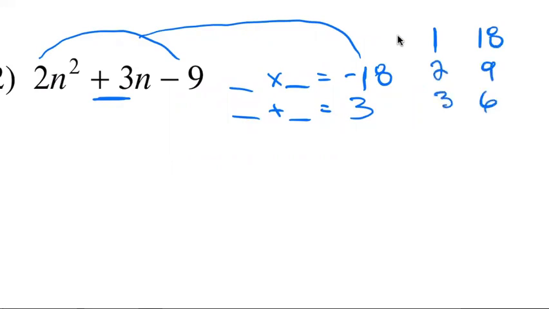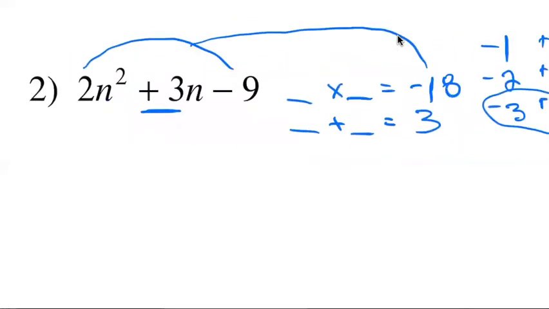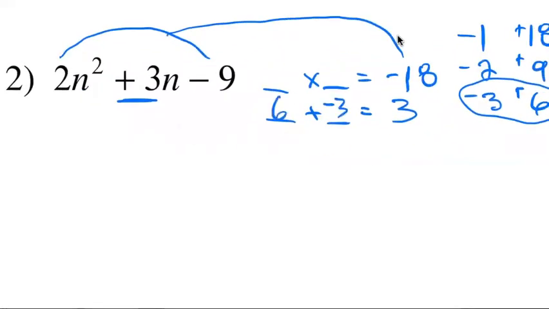I know they multiply together to give a negative, so one of them is negative, and they add together to give a positive, so the bigger one has to be my positive value, my smaller one is negative. Which of those combinations add together to give 3? Minus 3 plus 6. 6 and negative 3 add together to give 3. 6 times negative 3 gives me negative 18. Okay, so that's the first step in both grid factoring and factor by decomposition, is to find those values.